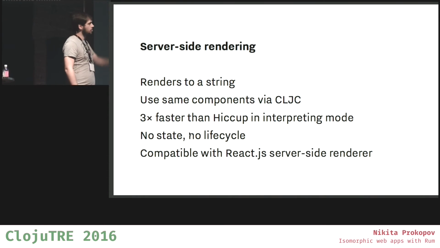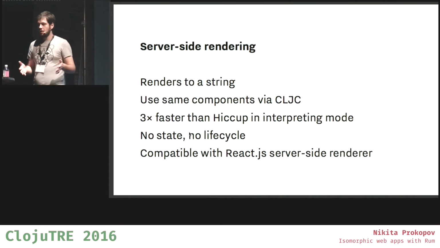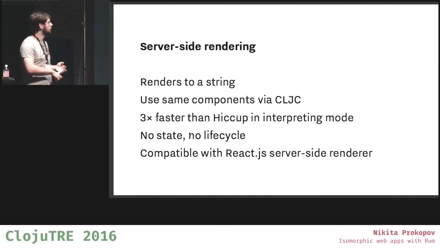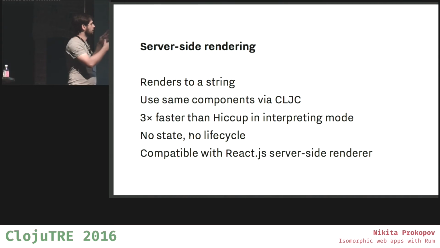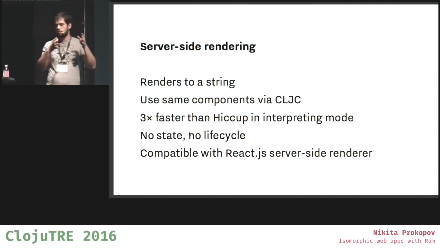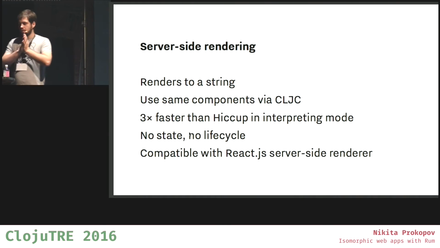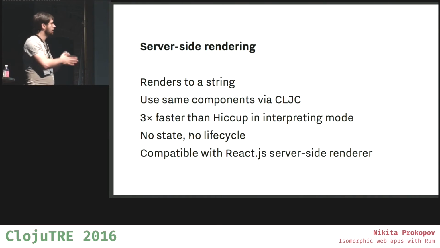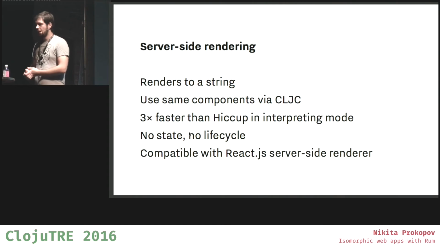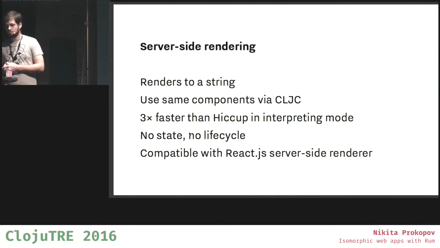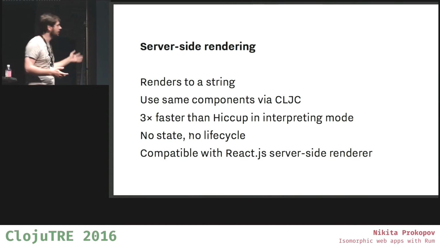So that's exactly what we are doing in Rum. Okay, so we render to a string, we use a pure Clojure implementation. You can share the same components you're using on the front end, but on the back end. If you put them in CLJC code, they will just work. It is sometimes faster than hiccup. So on a server, it works kind of like hiccup. You have the same syntax, basically render to a string, so you can use it as a template engine. And there's actually one company that does that.